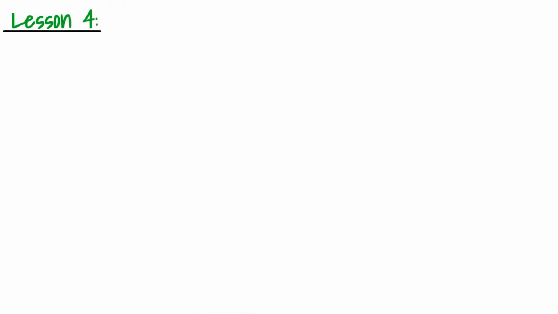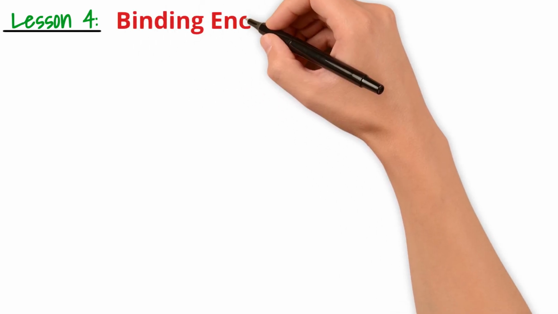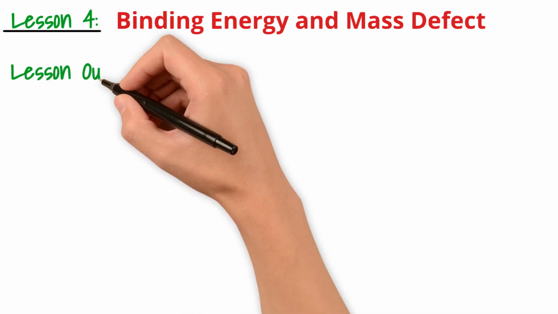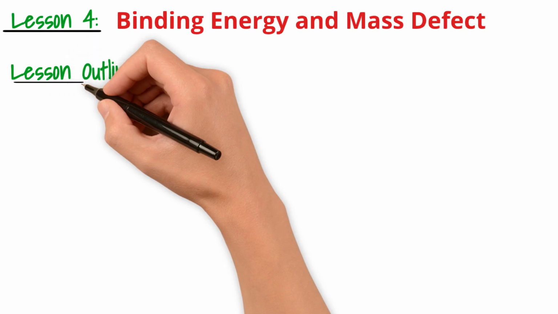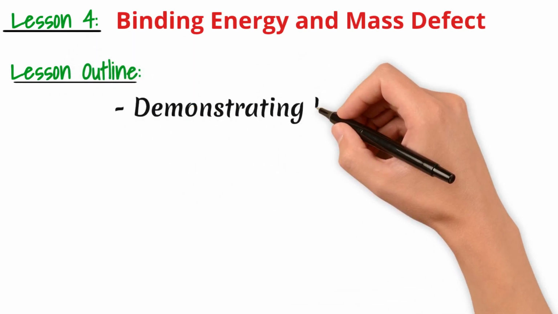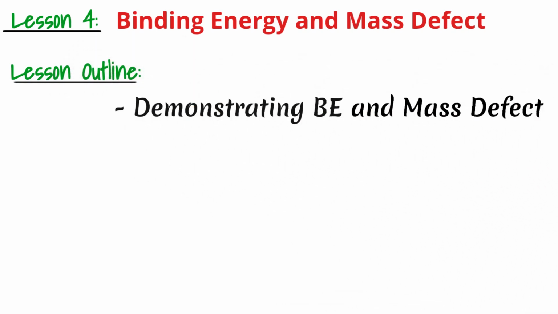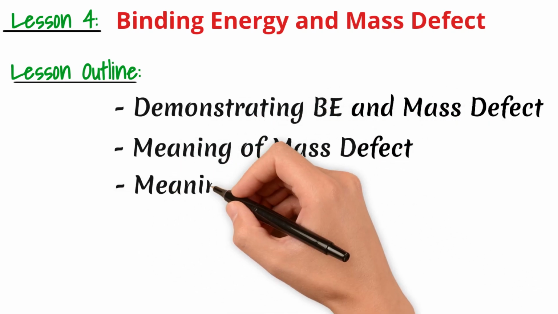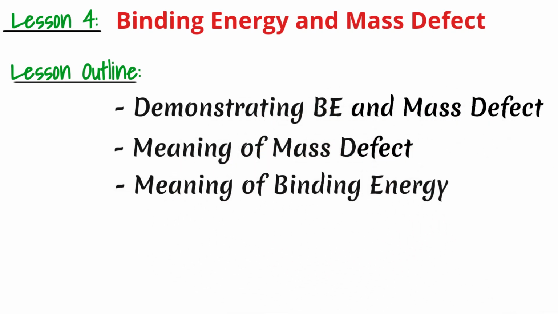We are now on lesson 4 in nuclear and particle physics, and we are going to be talking about binding energy and mass defect today. In our lesson outline, we are going to first of all demonstrate the concept of mass defect and binding energy, explain the meaning of mass defect and the meaning of binding energy, as well as discussing Einstein's mass-energy relationship.